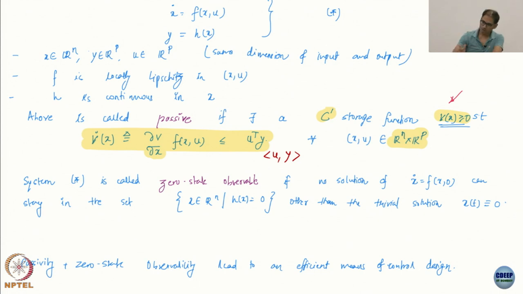This is also very similar. Here you say that if you look at the set h equal to 0, all the states where h(x) equal to 0, we are saying no solution of x dot equal to f(x, 0) will stay in this set except the equilibrium, except the 0 state or the 0 trajectory.